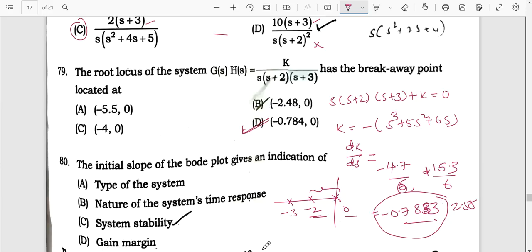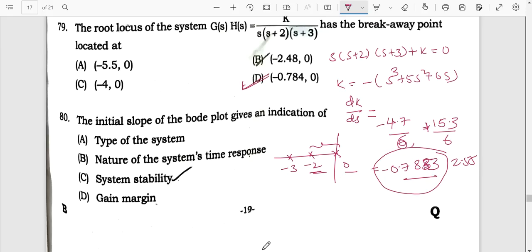Next one, the last question of this video session. The initial slope of the Bode plot gives an indication of the type of the system. When you see the Bode plot diagram, there will be a slope like this at the starting itself. So it will represent the pole here.